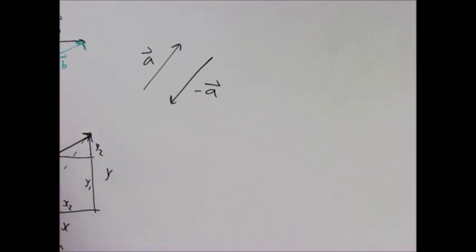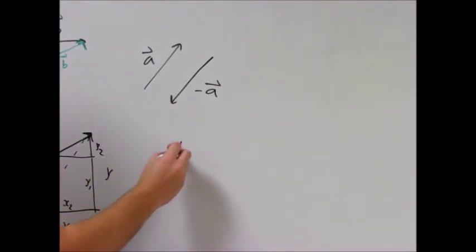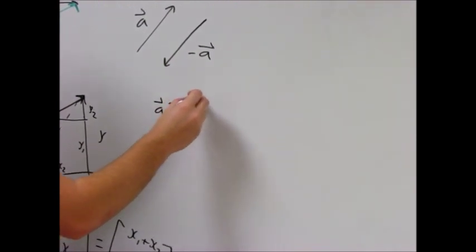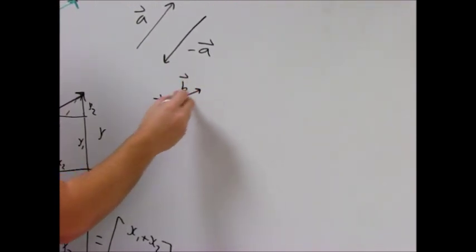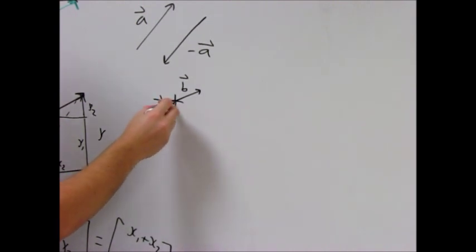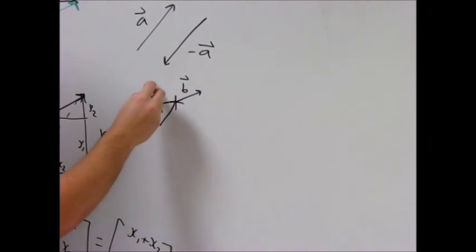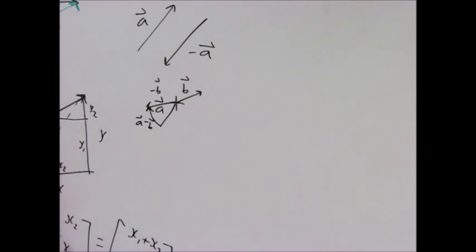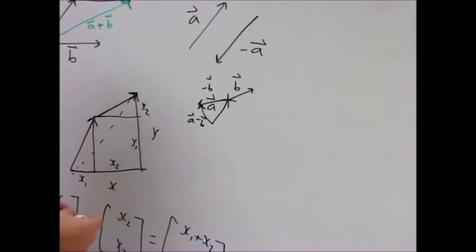Or geometrically, you can think of A, and this is B, minus B would be like that. So minus B would be here, and then you get your new vector A minus B. You do the same thing for these, you just subtract the components.